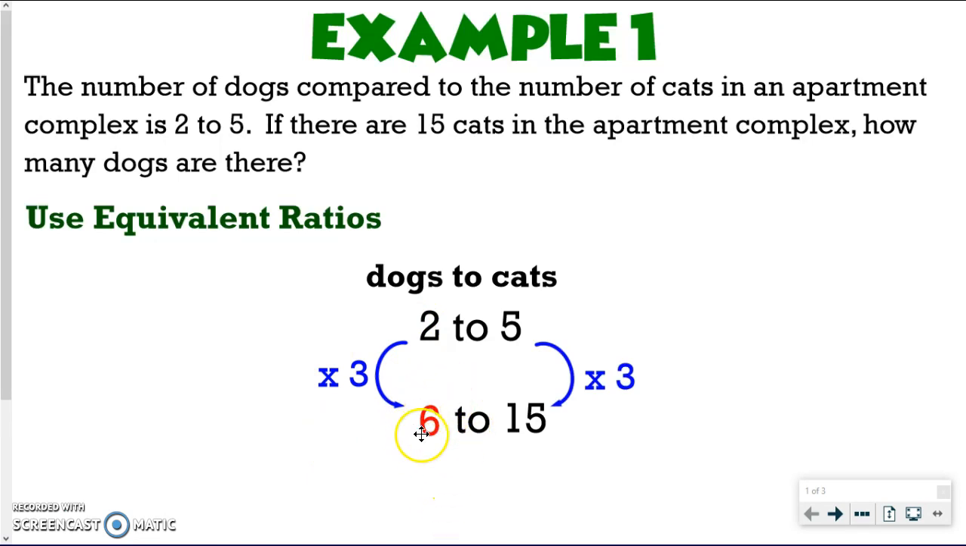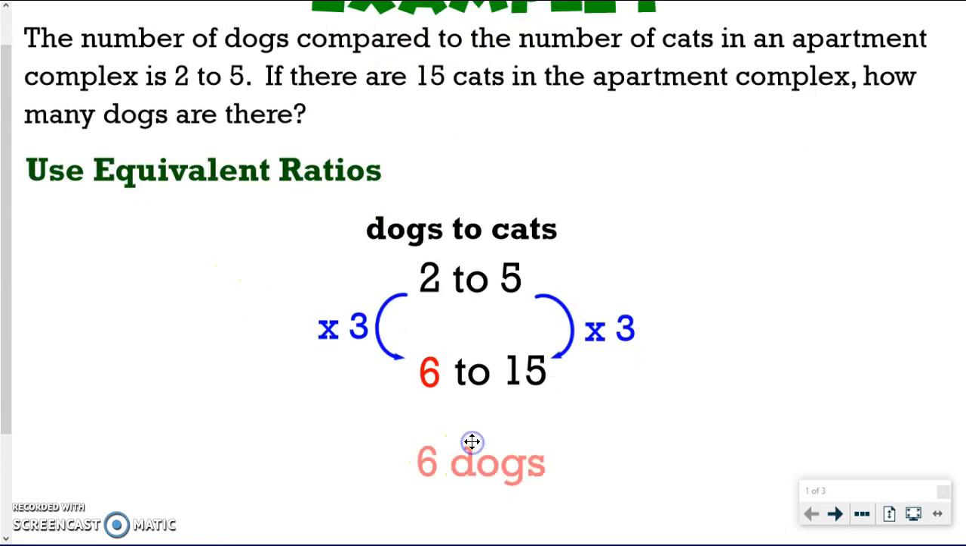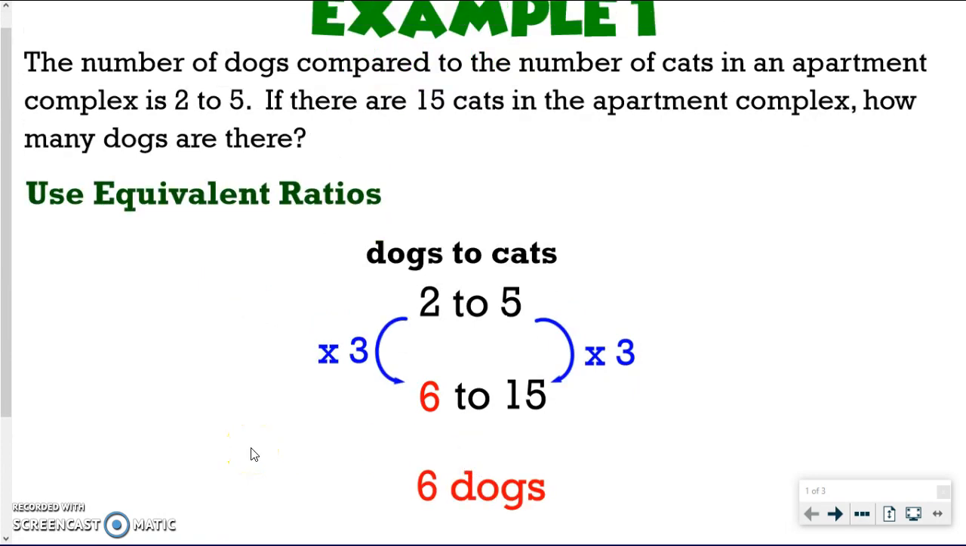So then that's our answer, because there were 15 cats using this original ratio, and we multiplied by 3 here, and we had to do the same thing to keep our equivalent ratio. Remember, equivalent is like equal, so we got to do the same thing to both sides. And so we end up with 6. So then our answer is 6 dogs. That's how many dogs are in this particular apartment complex based off of this ratio and the information they gave us. Let's try another example.